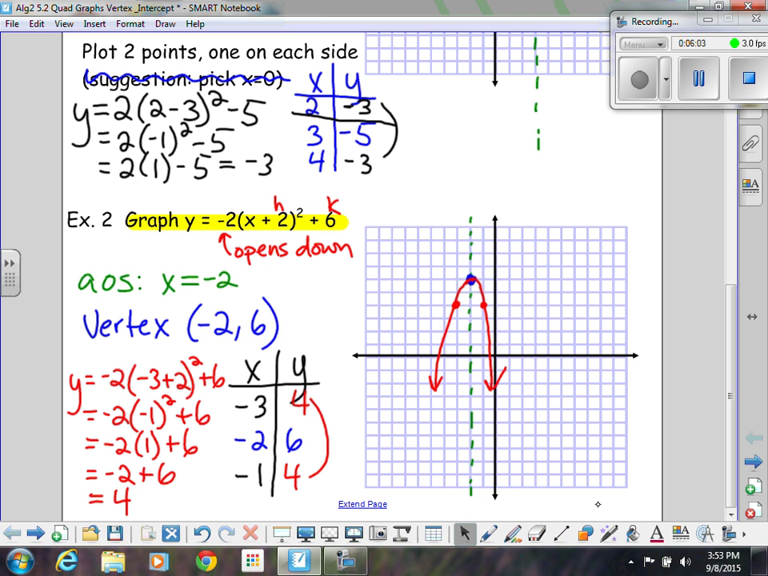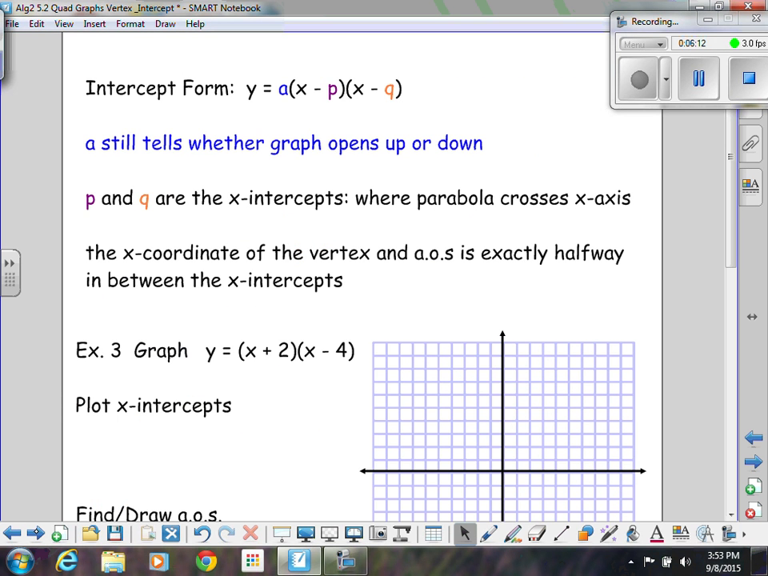So that's a reminder of vertex form. Vertex form allows us to identify the h and k very easily, and then we can plot points. The next form is intercept form. Notice that intercept form looks very different. It looks like two parentheses multiplied together, so it doesn't have a squared anywhere.